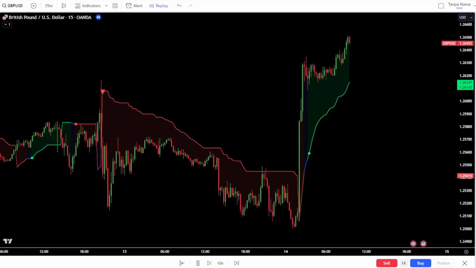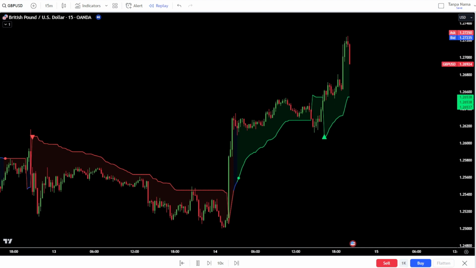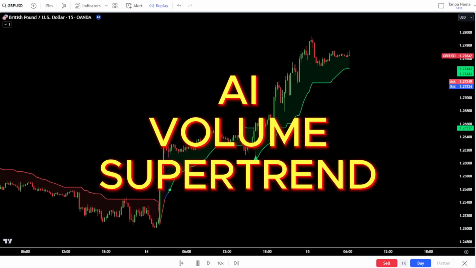This indicator has a better win rate compared to the regular Supertrend. This is because the indicator is a combination of AI, volume, and Supertrend.